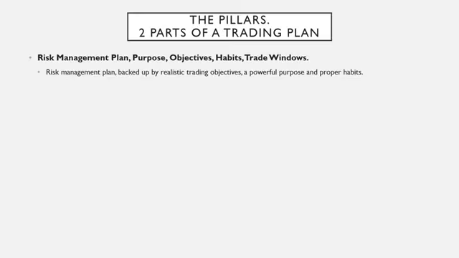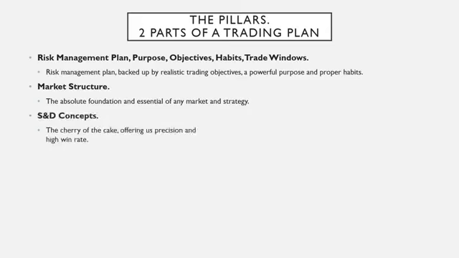First we're going to start with a risk management plan that is backed up by realistic trading objectives, a powerful purpose and proper habits. Then we have a look at market structure, because according to me, the absolute foundation of any market and any strategy is market structure. Of course, it's necessary that you trade candlesticks or line charts. If you trade volumes or Renkos and any of that stuff, then it doesn't apply as much. But I think a lot of us are trading candlesticks, so we're all on the same page. After you learn the foundations of market structure, we jump onto supply and demand concepts, which offers us the cherry on the cake, offering precision and a high win rate.